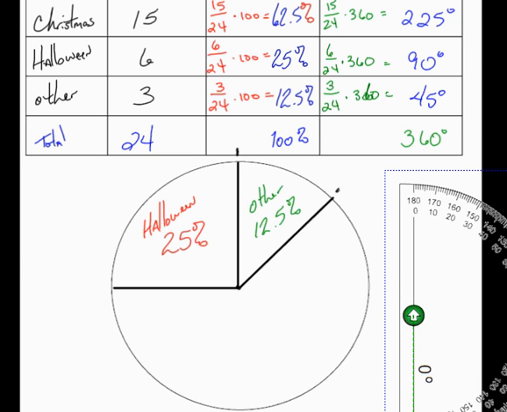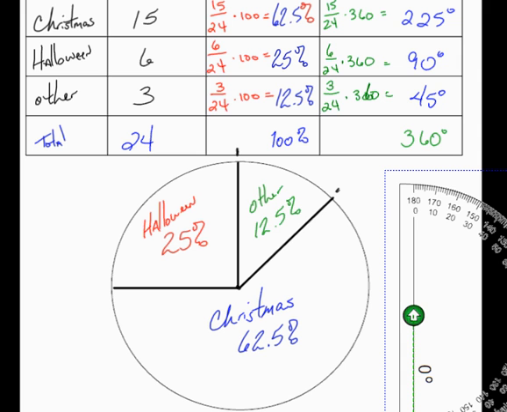This last portion here, I do not need to use my protractor for anymore because it is already measured out to be 225 degrees, since that's the only place that's left. So this one here is the one for Christmas, which is 62.5%. And we have just created a circle graph with its measured central angles.